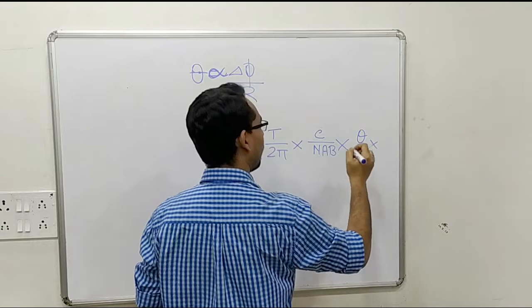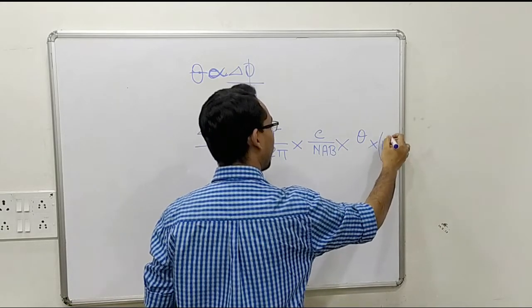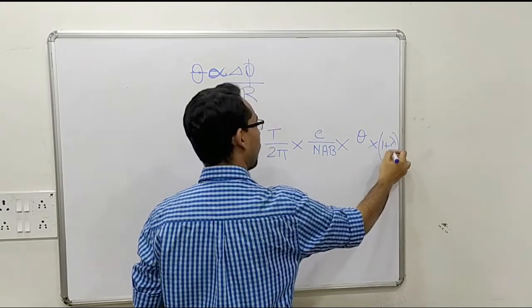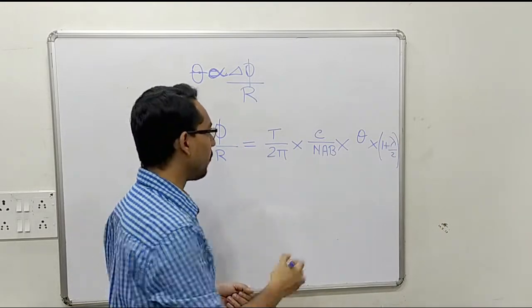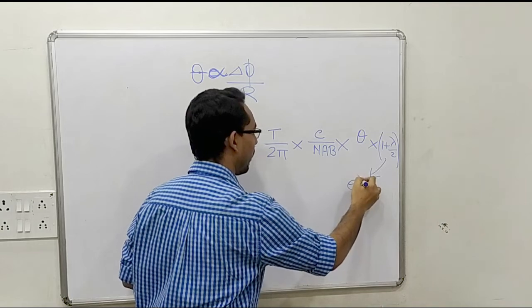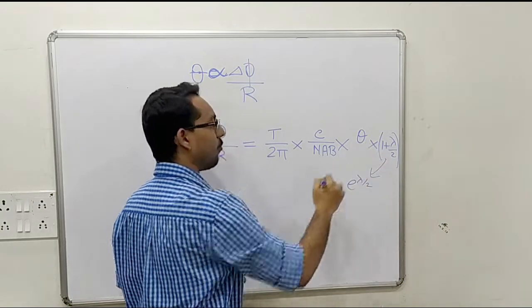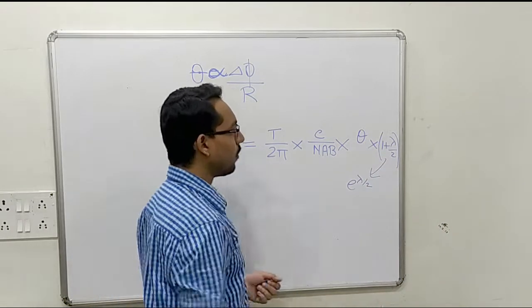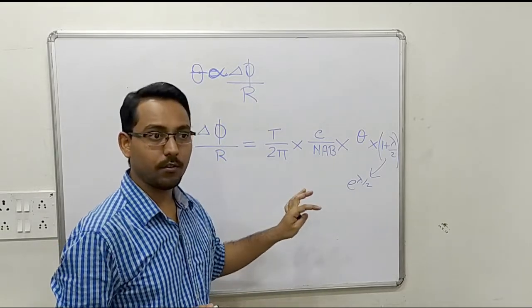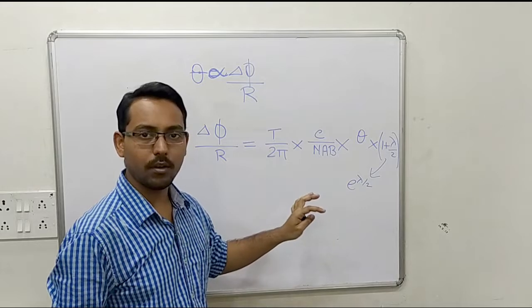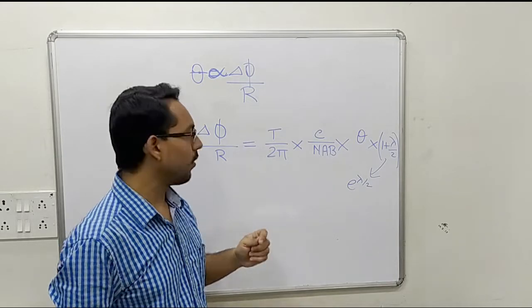into 1 plus lambda by 2. What is this lambda? This comes from a term which is something like this, a Taylor expansion to the first order. The details will be in a separate video. You can right now understand that this is a decrement constant, a logarithmic decrement constant.